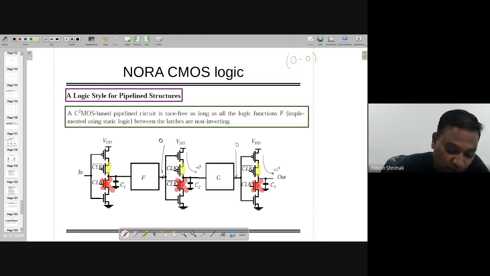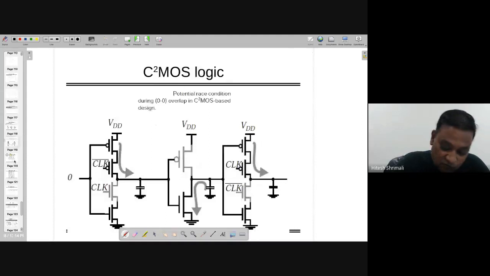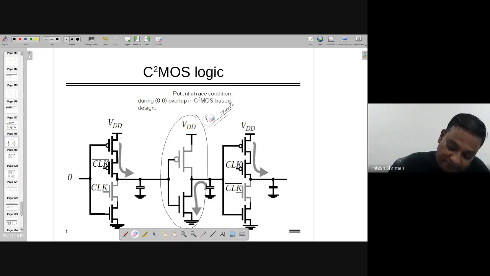And that is what I have written over here: a C-square MOS based pipeline circuit is race free as long as all logic functions F and even G between the latches are non-inverting. If they are inverting, which is the case for 0-0, then it creates a problem. Otherwise, there is no problem. Now let's see one example where that function is an inverter. F is actually an inverter, and I am talking about a situation when there is a 0-0 overlap.